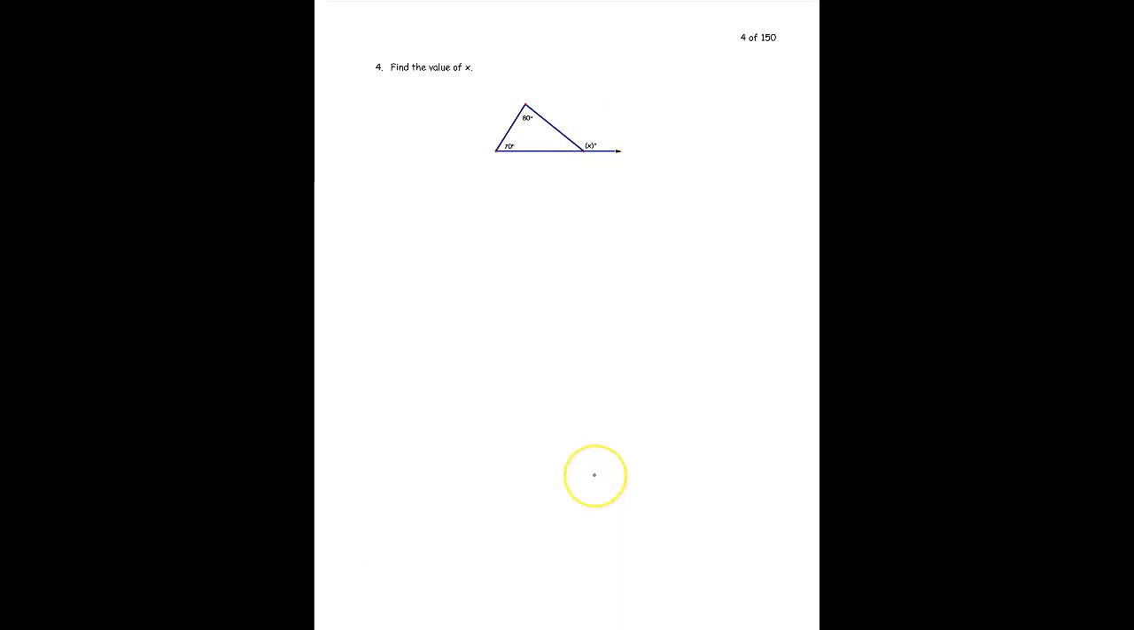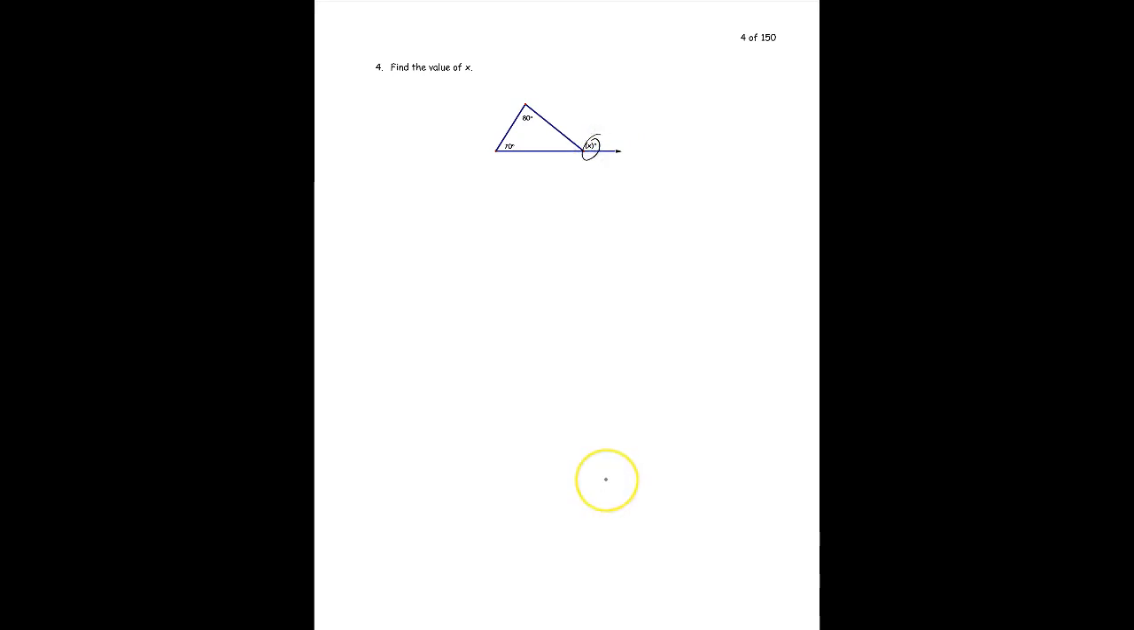Number 4, this is a straightforward application of the exterior angle for a triangle. One quick thing to remember here would just be that this angle equals the sum of these 2. So the fast answer would be x equals 70 plus 80, 150.